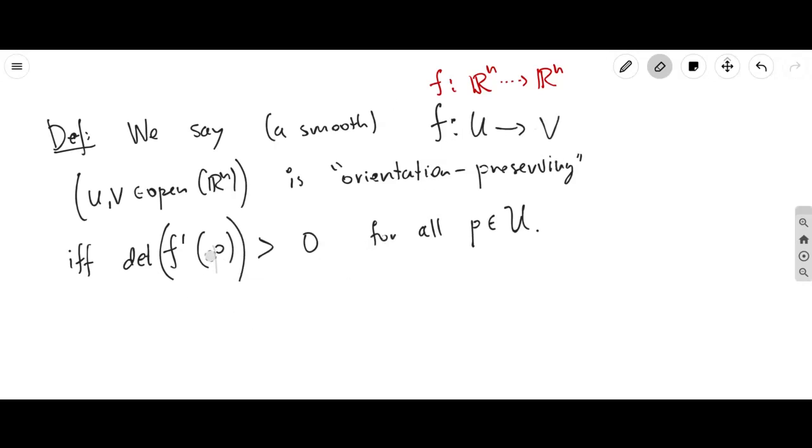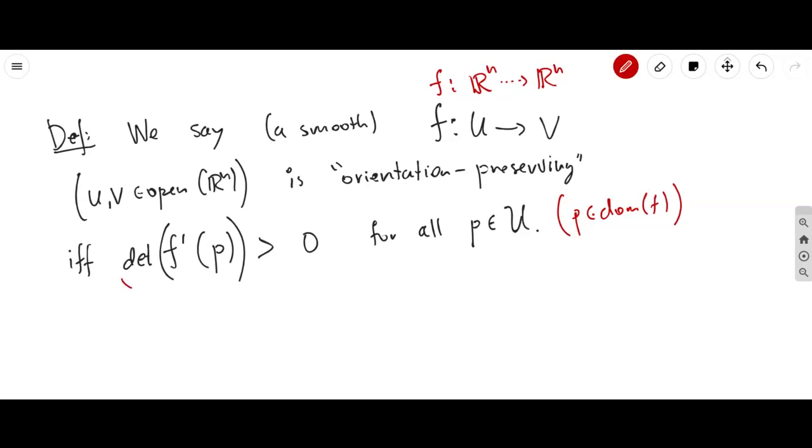There are tricks you can do, so you do not need to check every point. But in some cases, often you will have a formula for the map, and you'll be able to calculate the determinant. And after you calculate it, in general, with a formula, you'll often be able to see that it works anyway. So the determinant of the Jacobian is positive for all points in U. More generally, if you're using this simplified notation, you'll just say P in the domain of F.